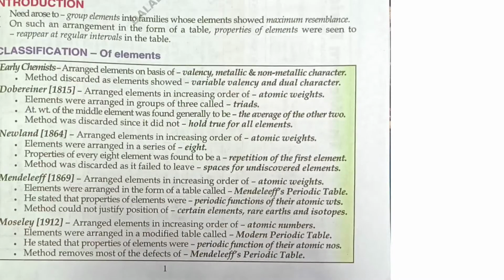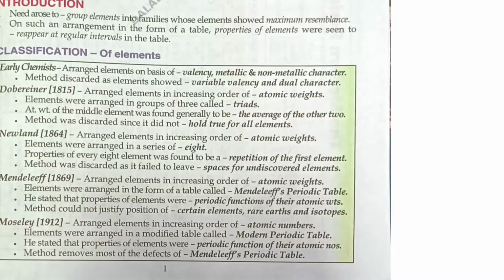Then the next attempt was by Newlands in 1864. He arranged elements in increasing order of atomic weight. So the principal method is the same. Dobereiner also arranged elements in increasing order of atomic weights, and Newlands did the same thing. Elements were arranged in a series of 8. So in case of Dobereiner, triads were there, 3 elements, and here elements are arranged in a series of 8.